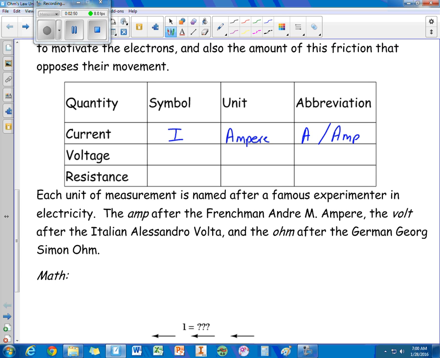The voltage, we can use a symbol for EMF. It's kind of like this E-looking symbol, or a V. Its unit is the volt, and we abbreviate it with a capital V. And finally, resistance, its symbol is a capital R. Its unit is the ohm, and its abbreviation is capital Omega, the horseshoe-looking Greek letter.